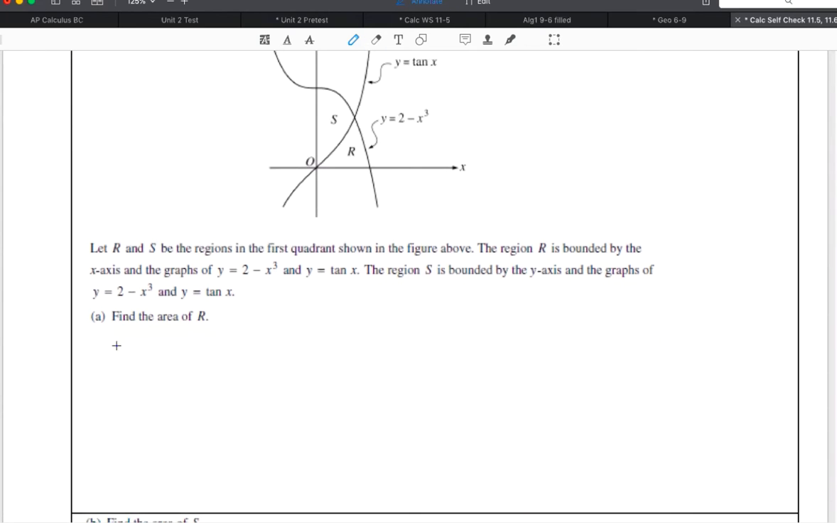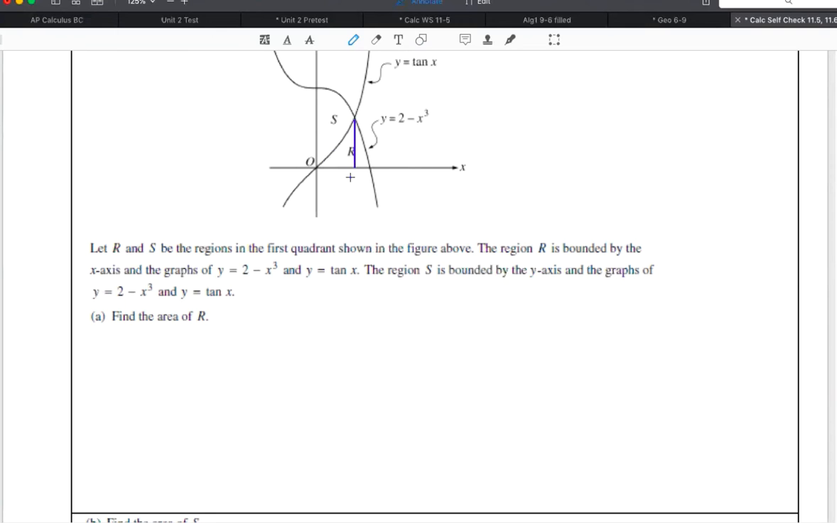So the first thing we're trying to find is this area R down here, and note that in order to find that area, we have to split it into two different regions. The reason is that the definition of the integral is always the area between the curve and the x-axis. So we have two different curves: the first curve is tangent, the second curve is 2 minus x to the power of 3.